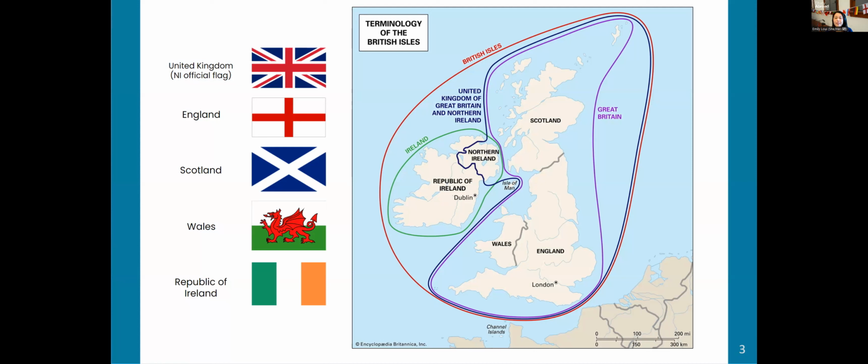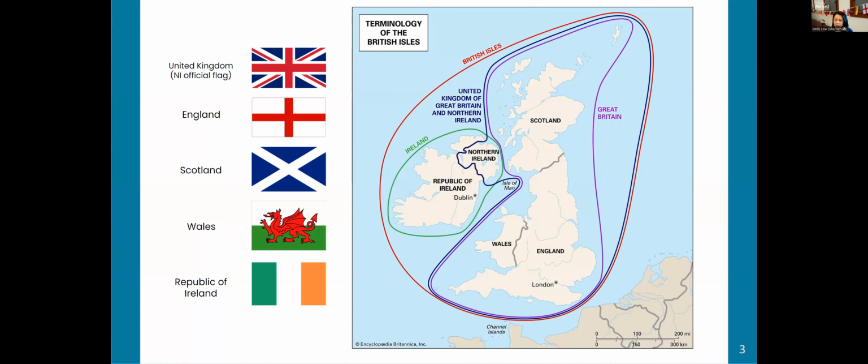So the first, I really like this slide because there's a lot of terminology. There's British Isles, there's Great Britain, there's UK, there's England, and so it's sometimes hard to know what we're talking about, where we're talking about. And so just to make sure that we're all on the same page, here is a map of where everything is.